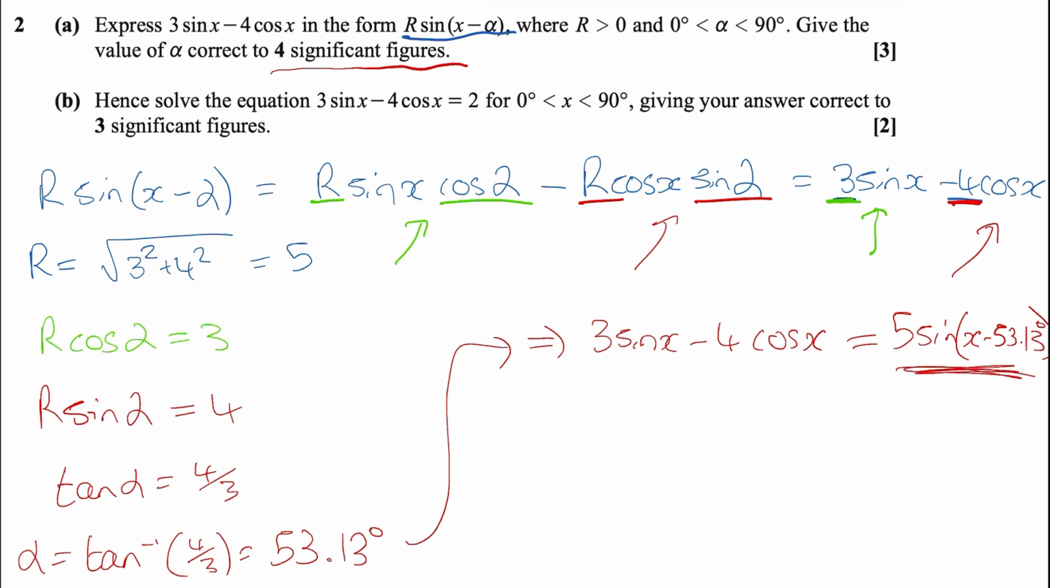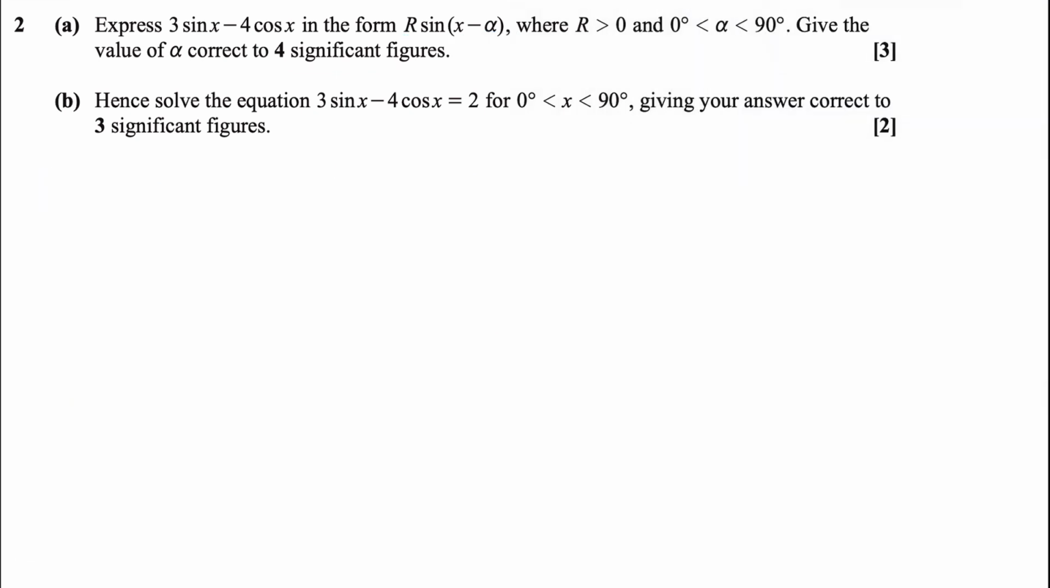Okay, on to part B. So in part A, we saw that we had 5 sine of x minus 53.13 degrees. And in part B, we want to solve 3 sine x minus 4 cos x equals 2. Now what you'll notice, this is exactly the same as this. So we can just set this equal to 2 straight away.